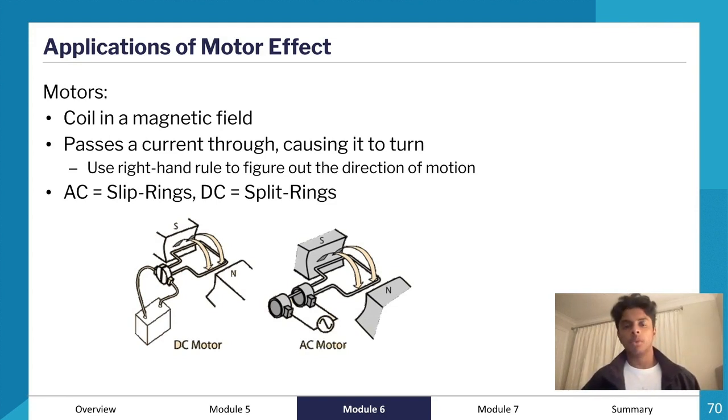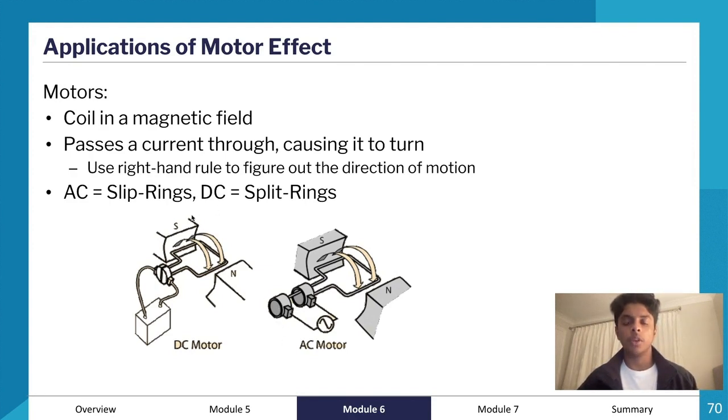What applications of the motor effect are very evident in motors, right? Essentially, we're placing a coil in a magnetic field, and as we pass a current through it, it causes it to turn, and we can use the right-hand rule to figure out the direction of motion, right? The important thing with motors is you need to differentiate between slip rings and split ring commutators, right? AC uses slip rings because AC current is already alternating, so we only need these slip rings to ensure that the coil is always connected to the circuit. So these are the slip rings.